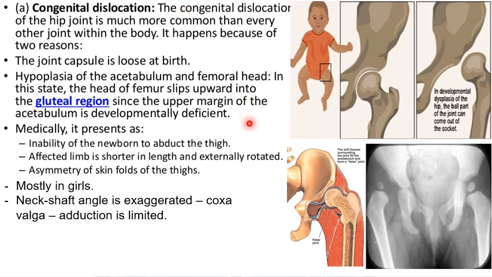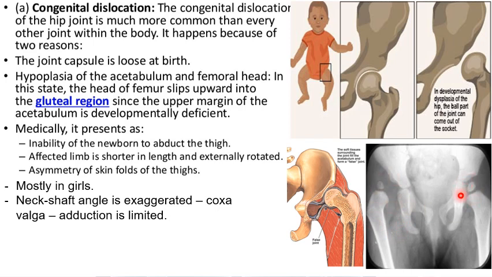When there is congenital dislocation, there is shortening of the limb and lateral rotation also is seen. The foot is externally rotated, and the shortening of the limb can be noted by uneven skin folds on the thigh on both legs. Asymmetrical skin folds can be seen, and the neck shaft angle is exaggerated, so there can be coxa valga, and adduction is limited.